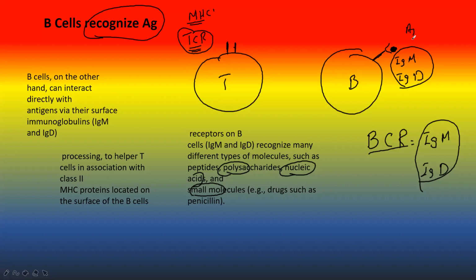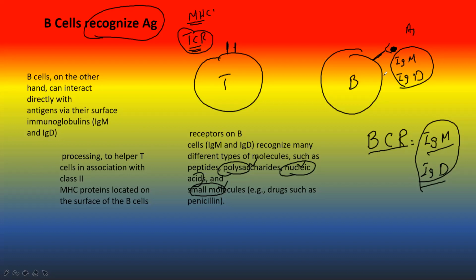Mostly antigens are protein in nature, so they have the dual property of immunogenicity and immunoreactivity. But if the antigen is polysaccharide, nucleic acid, or very small in size, all these small antigens are recognized directly by the B cell. They attach to the B cell receptors, IgM and IgD. Clear? So now the antigen has been received by the B cell.